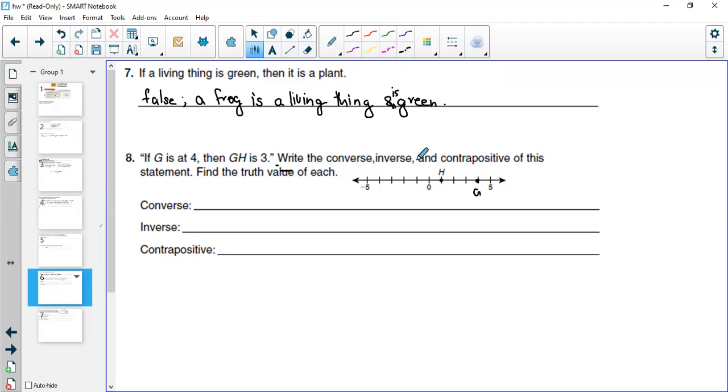So write the converse, inverse, and contrapositive of the statement. Now what is the converse statement? Converse statement is we are going to flip this sentence. That's all. We are going to bring the conclusion in front and hypothesis behind. So if I would change that, that's going to be if GH is 3, then G is at 4.